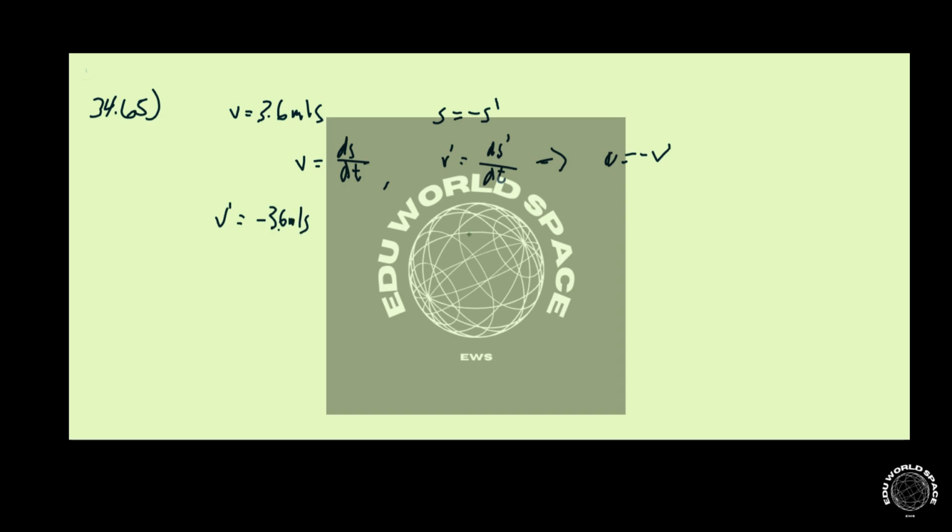But now the question isn't really asking for this. The question is asking, what speed does your image move away from you? So if you're moving away from the mirror at 3.6 meters per second, and the image is moving away from the mirror at 3.6 meters per second in the opposite direction, that means the relative speed here of your image to you is going to be these added together or subtracted from each other, which is going to be 7.2 meters per second. Awesome.